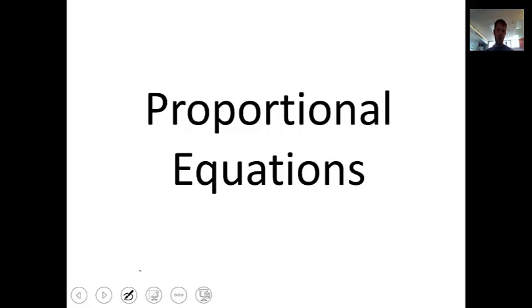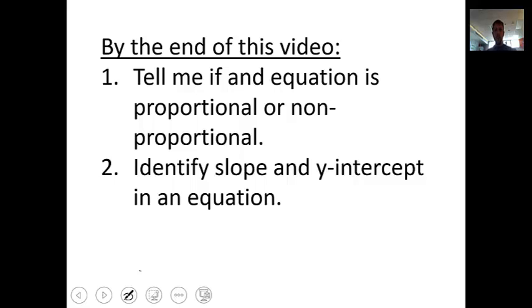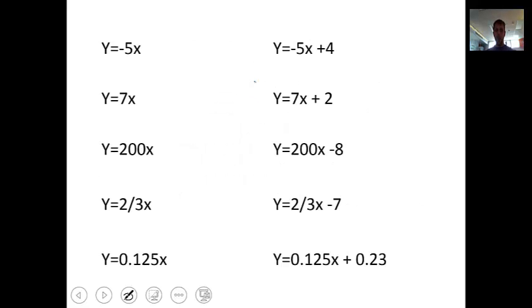It might be a little bit longer of a video, but just bear with it because it'll help you out a whole lot. Right? So by the end of this video, you should be able to tell me if an equation is proportional or non-proportional, and you should be able to identify slope and y-intercept in an equation. All right.